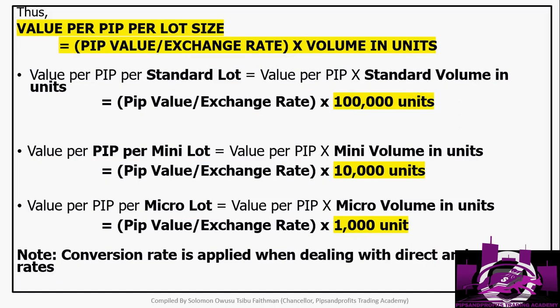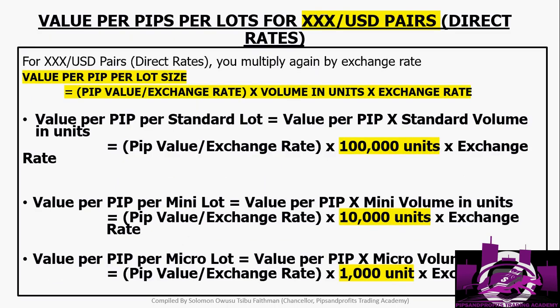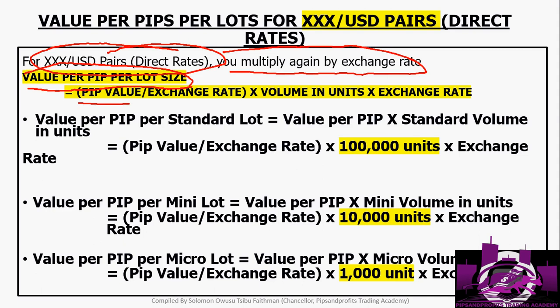Very, very important. Okay. So the same way we did for value per pip when we were dealing with the rate, we are going to use the 3 types of rates. So here we are looking at value per pip per lot size under direct rate. Here you multiply again by the exchange rate. So value per pip per lot size with direct rate, this is the formula. Pip value divided by exchange rate times volume in units times exchange rate.